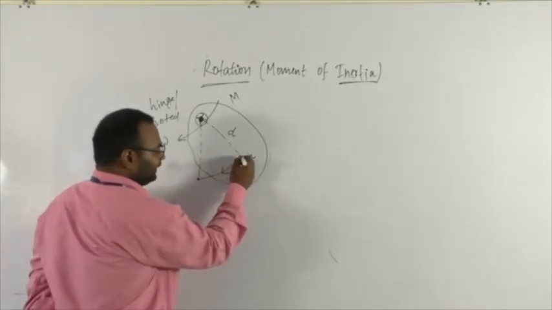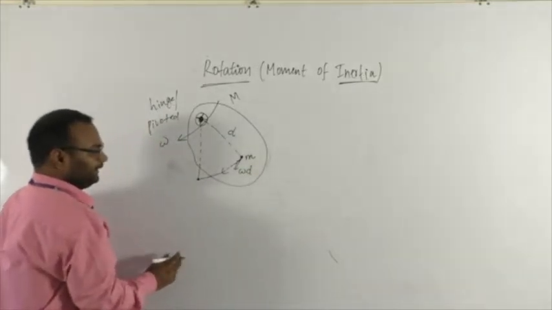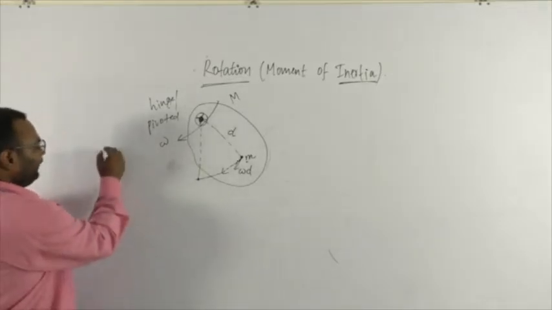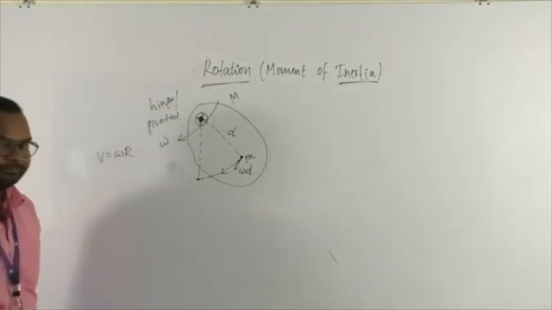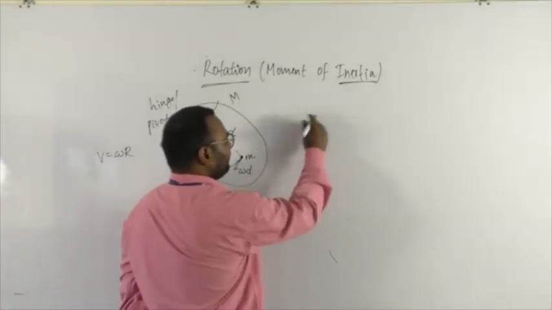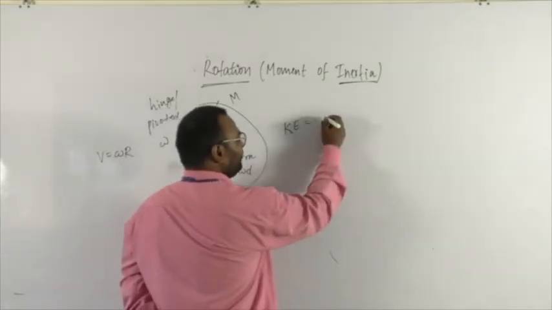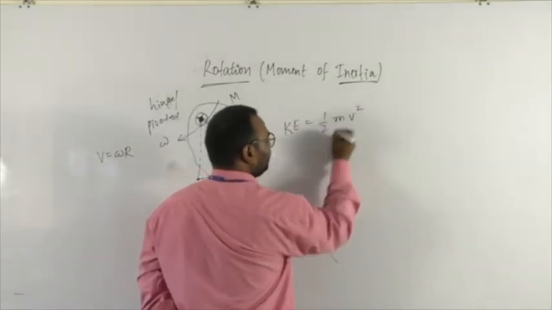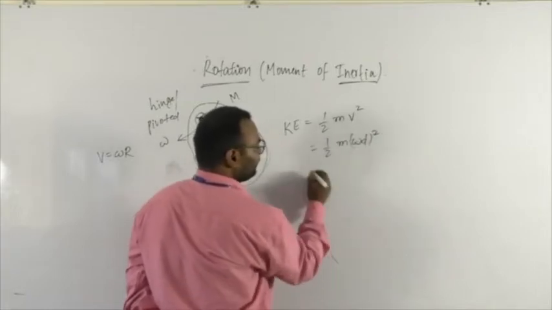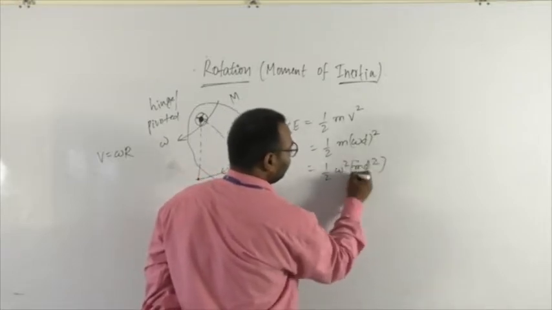That means you can say this has a tangential velocity of omega into d, right? This mass m has tangential velocity of omega into d, because you know that v is equal to omega r, right? Now, when you write kinetic energy for this mass, then you write half m v square, which is half m omega d whole square, which is half omega square m d square, right?